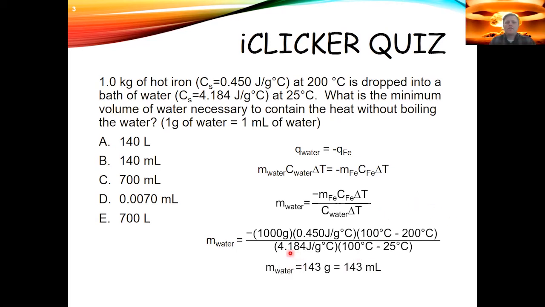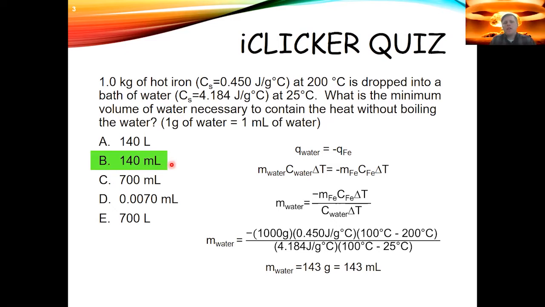So our mass, if we plug all this into a calculator, it's going to be 143 grams. And we noted that 1 gram of water is equal to 1 mil of water. So that's equal to about 143 mils. Of course, we only started with 1.0 kilograms, so we're only getting 2 sig figs here. So the answer is going to be B, 140 mils.